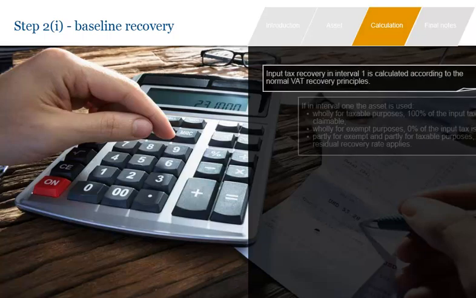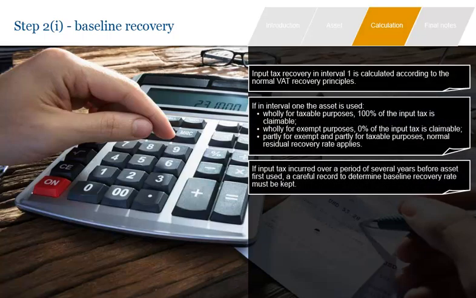Step 2 of 3 is to determine the baseline VAT recovery in interval 1. This is calculated according to normal VAT recovery principles. It is a common misconception that the scheme means that input tax recovery in interval 1 is subject to additional restrictions. It is not. All of the VAT incurred can be claimed as determined by the business's partial exemption position. Input tax on high-value capital items, particularly land and buildings, may be incurred over many years before first use. As we will see on the next slide, careful records must be kept to determine baseline VAT recovery.